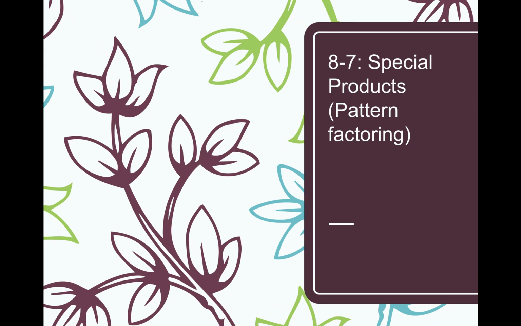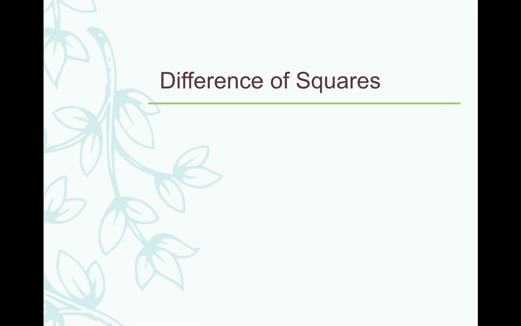Welcome. Today we're going to be talking about section 8.7, special products and pattern factoring. So basically what we're going to be doing is factoring like we did the day before, except we're going to be looking at special patterns that help us factor more quickly. The first thing we're going to talk about is difference of squares.